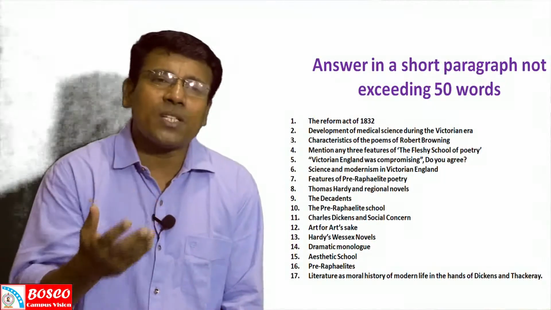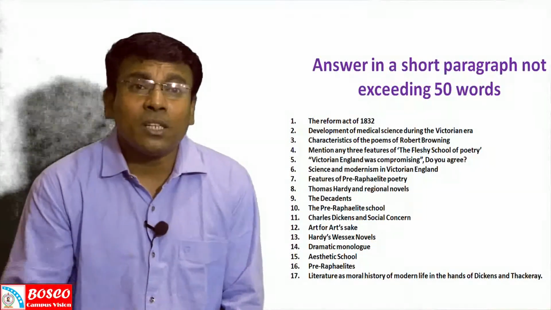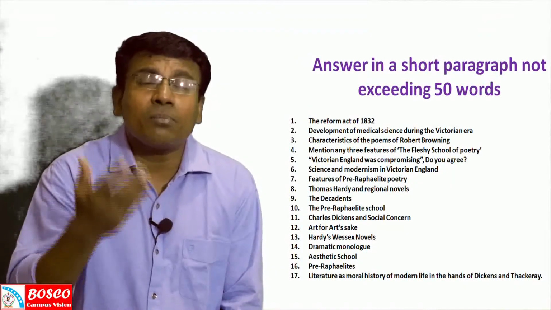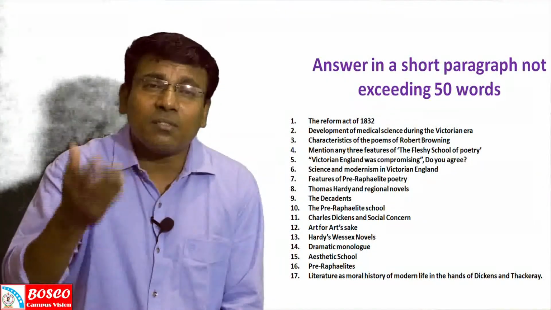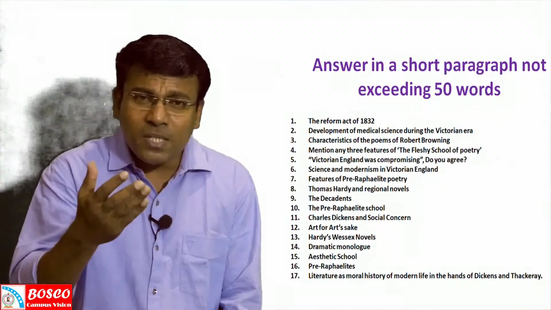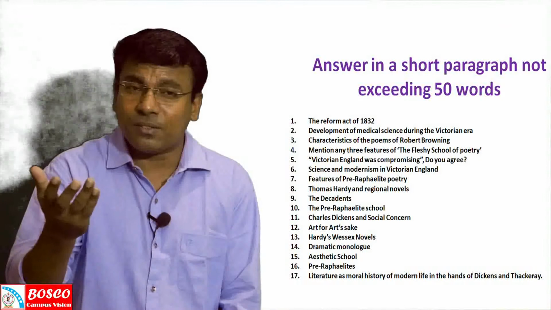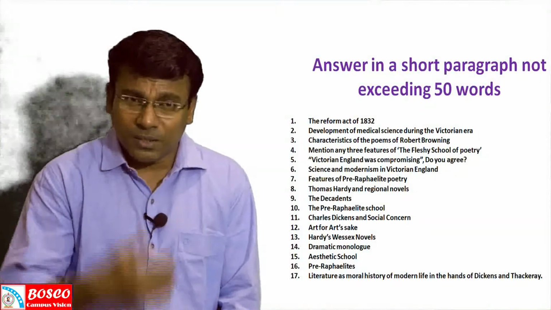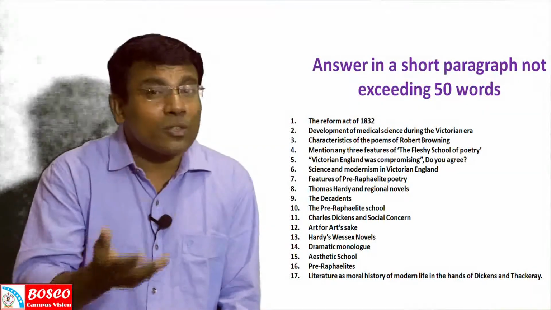The seventh question that appeared in one of the question papers is features of pre-Raphaelite poetry. Now the question is being repeated. Fleshly school of poetry, pre-Raphaelite poetry. Eighth question, Thomas Hardy and his regional novels. We talked about regional novels. The ninth question, the decadence or the aestheticians.